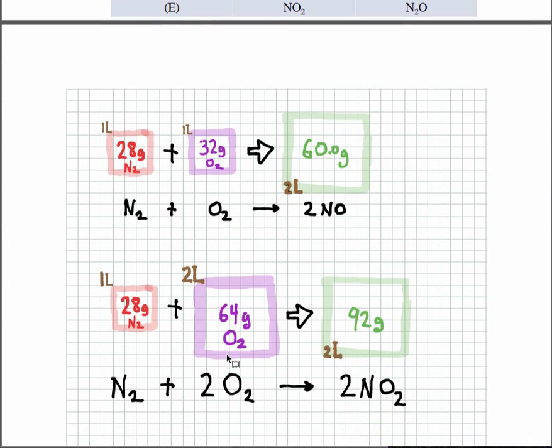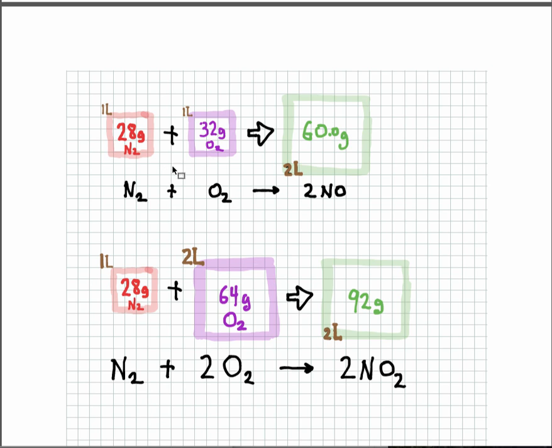So if I had one nitrogen oxide compound being created by 1 liter and 1 liter to make 2 liters, I can pretty much think to myself that it's 1 mole of particles of this, 1 mole of particles of this, and 2 moles of particles of this based on the stoichiometry.